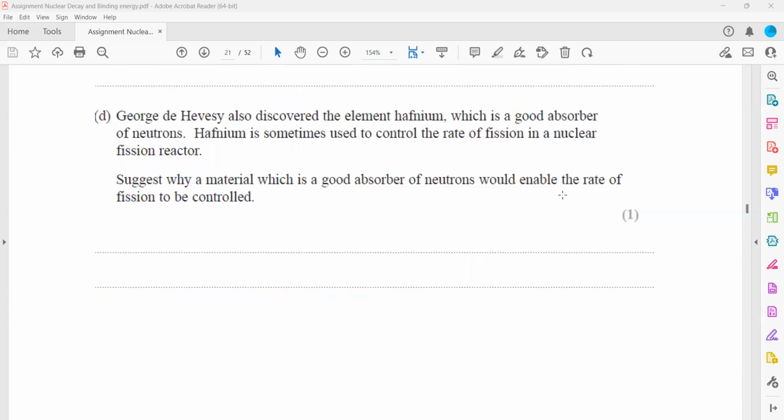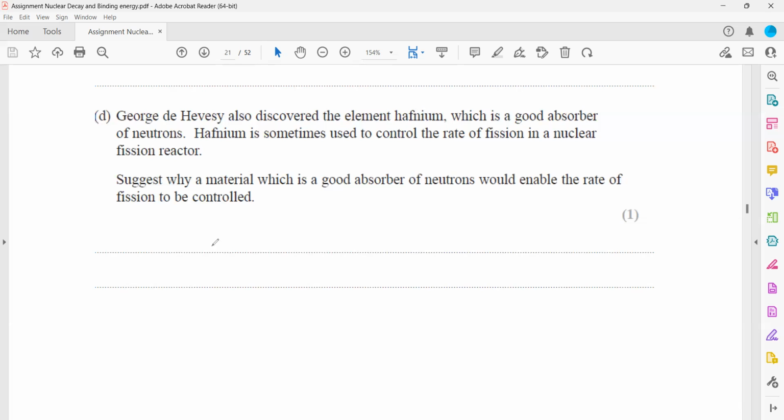Then the element hafnium, which is a good absorber of neutron. Hafnium is sometimes used to control the rate of fission in nuclear fission reactors. Suggest why a material which is a good absorber of neutron enables the rate of fission to be controlled. Because how does fission reaction occur? Fission reaction occurs by absorbing the neutron, like the heavy nucleus breaks down with the help of a neutron. So if we reduce the number of neutrons, further fission will stop.